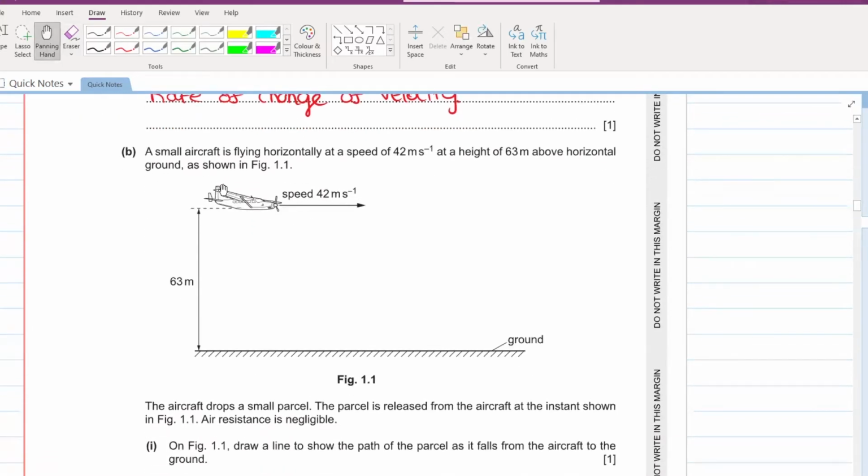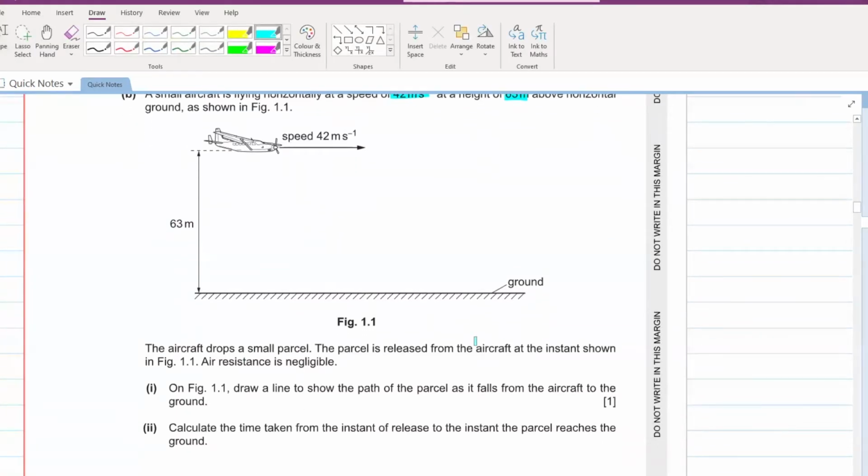A small aircraft is flying horizontally at a speed of 42 ms^-1 at a height of 63 meters above the horizontal ground as shown in figure 1.1. The aircraft drops a small parcel. The parcel is released from the aircraft at the instant shown in figure 1.1. Air resistance is negligible. That means acceleration will be 9.81 ms^-2. On figure 1.1, draw a line to show the path of the parcel as it falls from the aircraft to the ground.